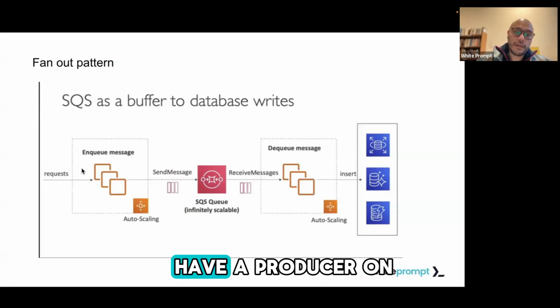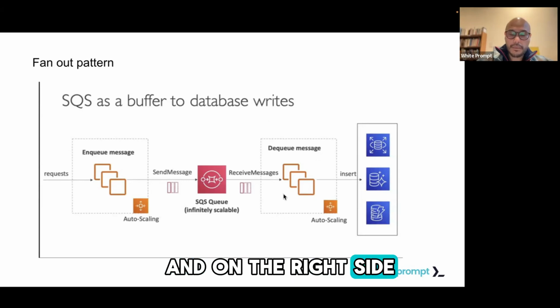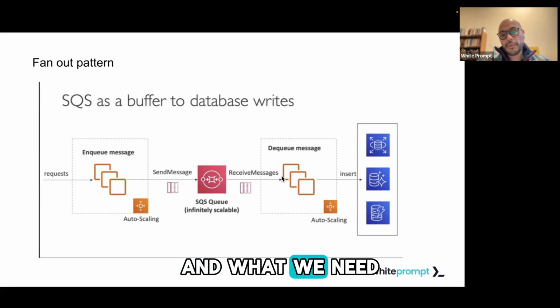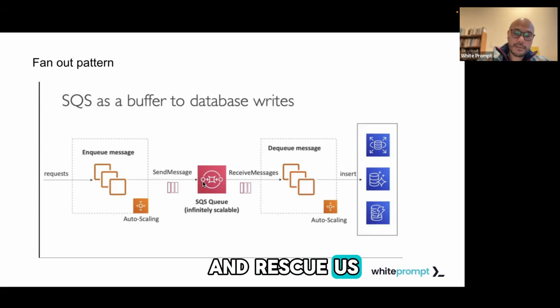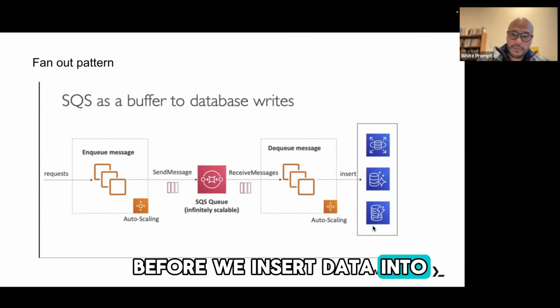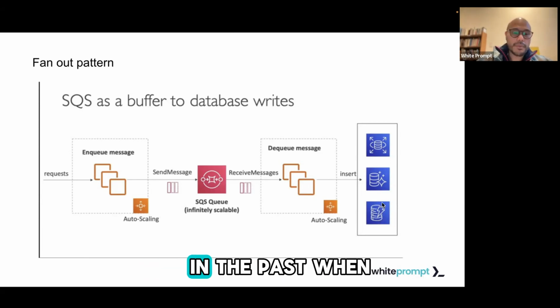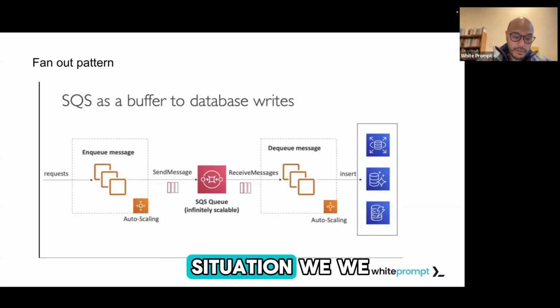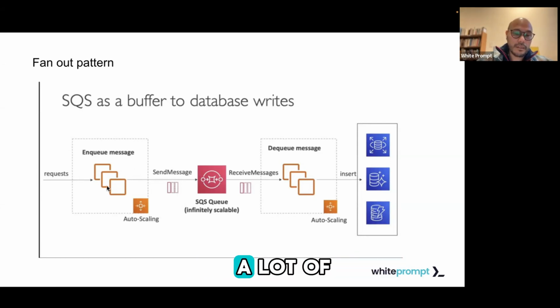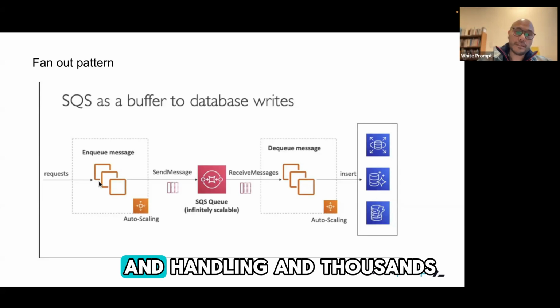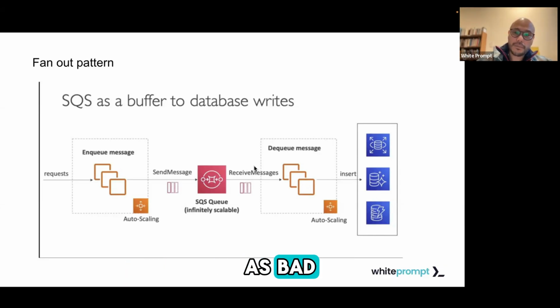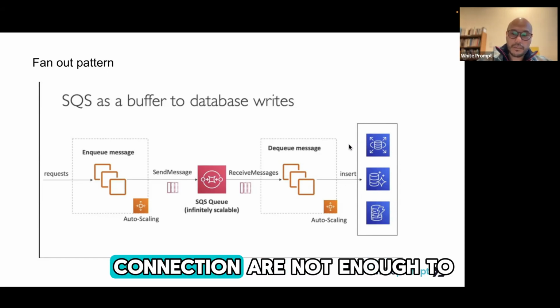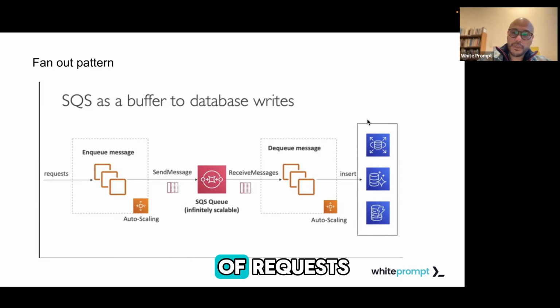So here we will have a producer on the left side, and on the right side, a consumer. And we put an SQS here in order to create a kind of buffer before we insert data into the database layer. In the past, when I was working with another client in a hot sale situation, we were scaling here. We had a lot of processes handling thousands of requests, but we started having some issues in the database layer because the pool of connections was not enough to handle the amount of requests.